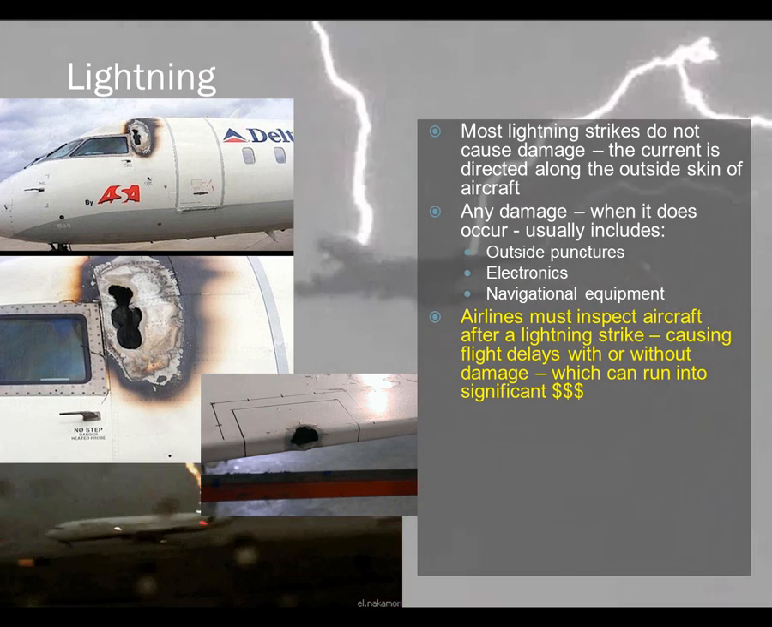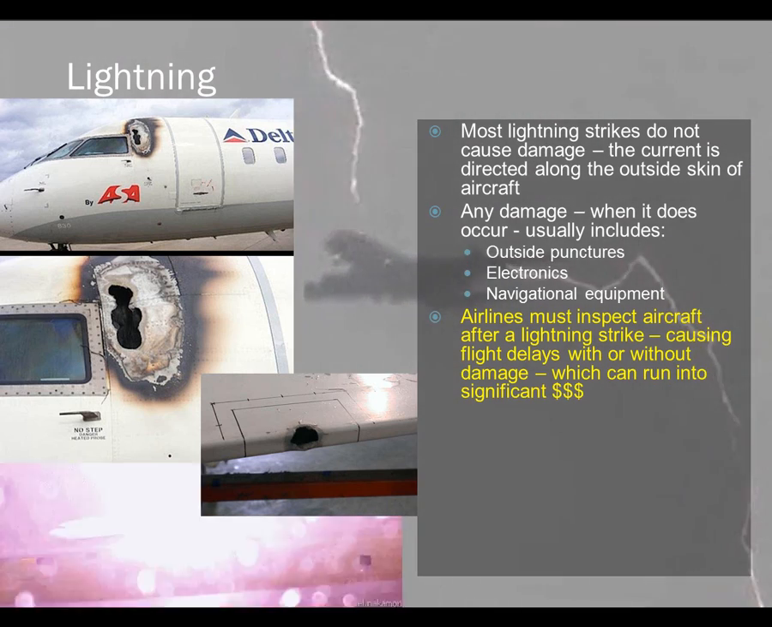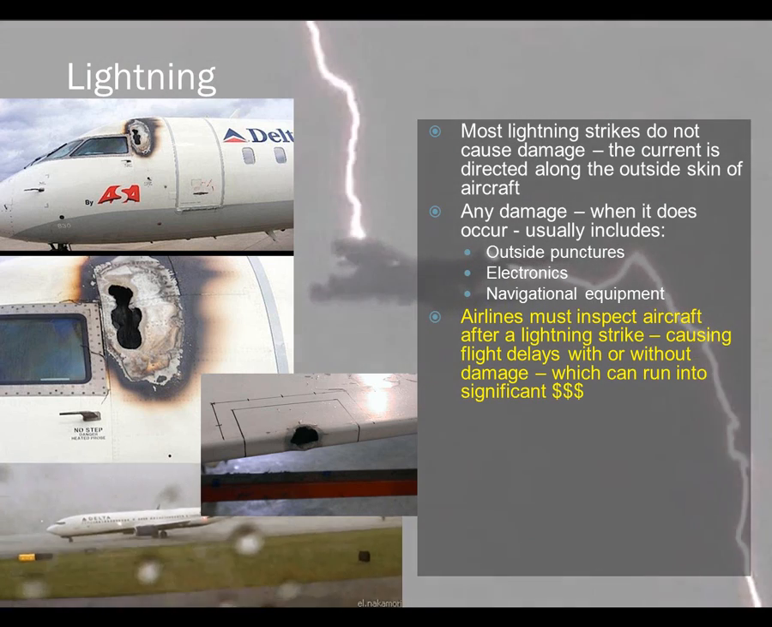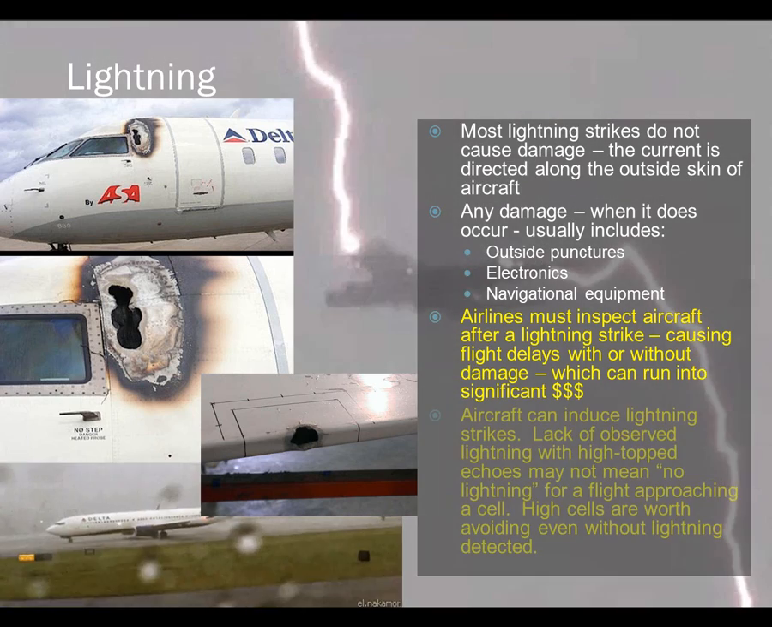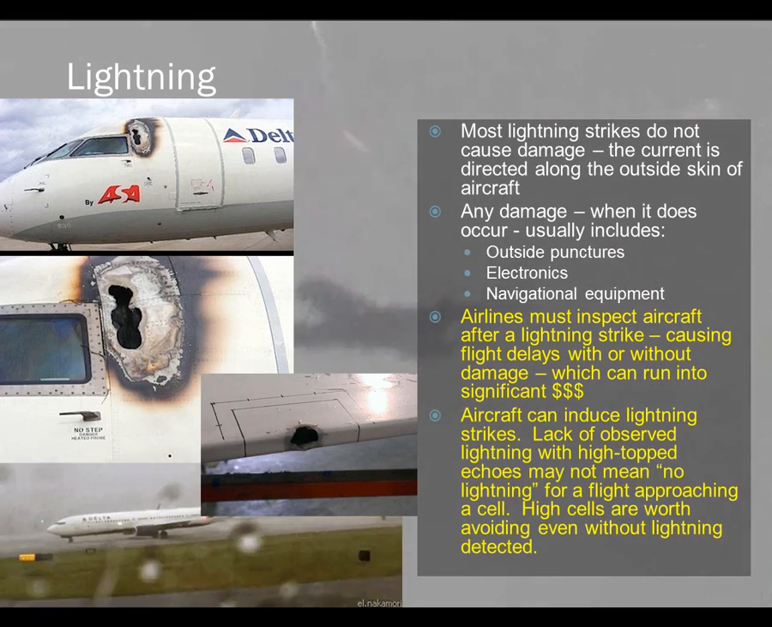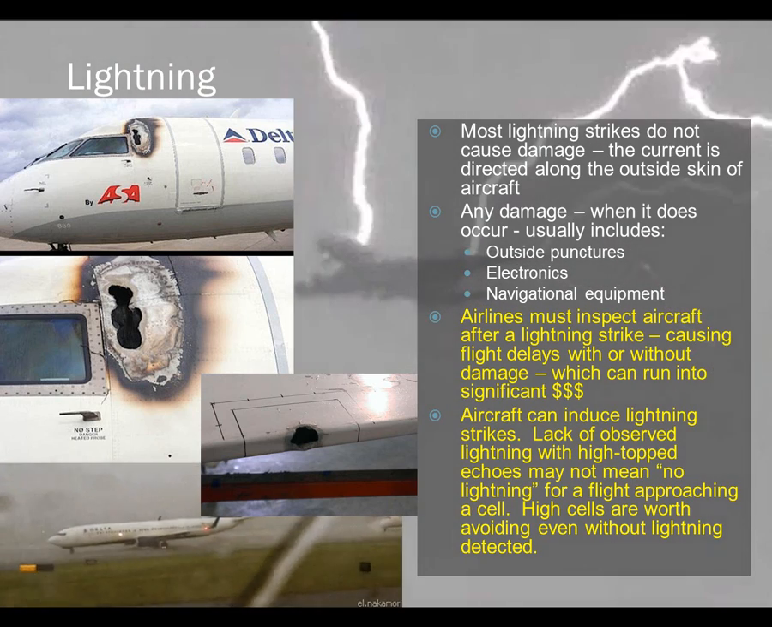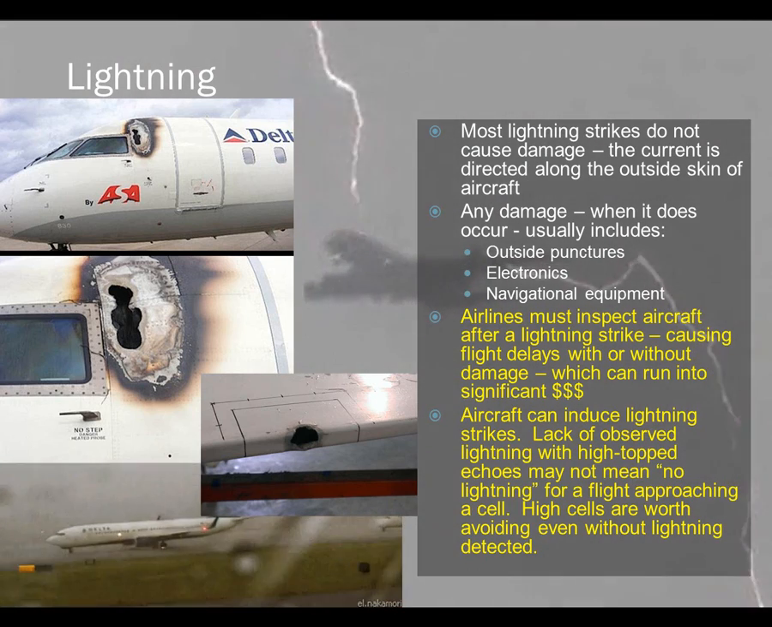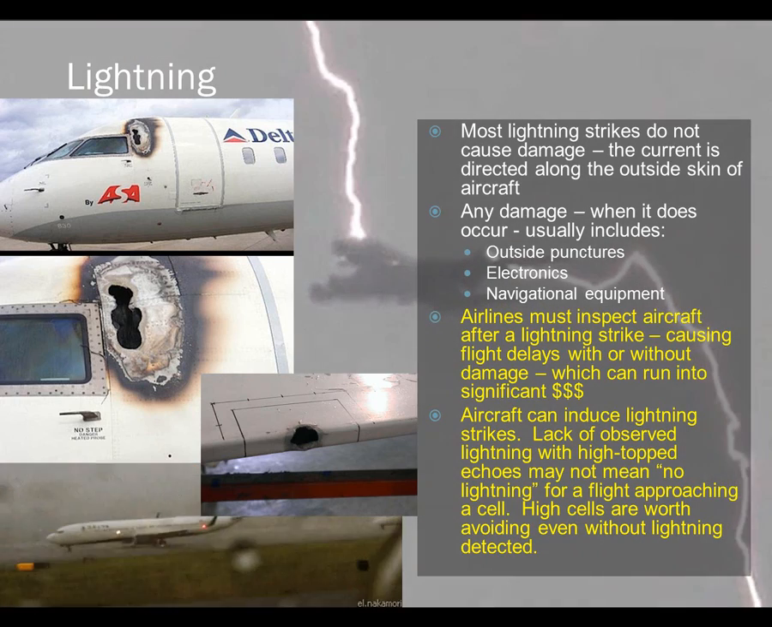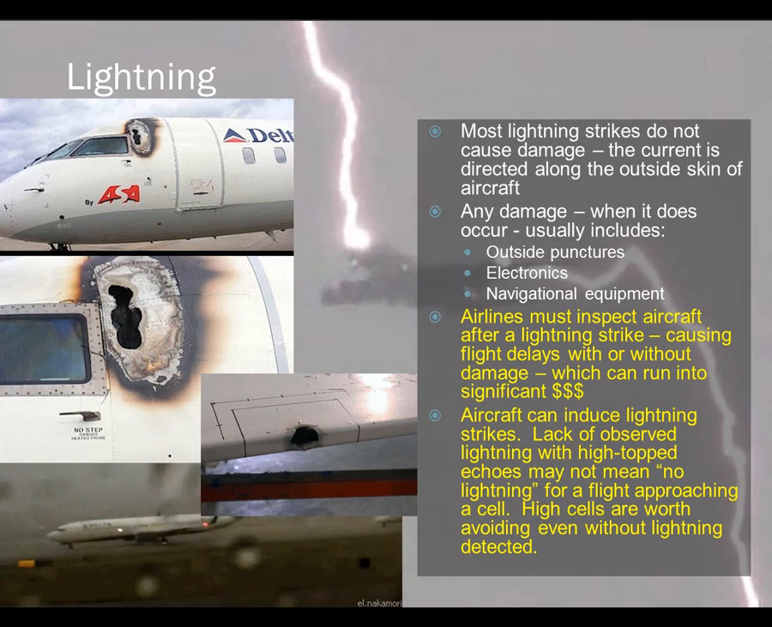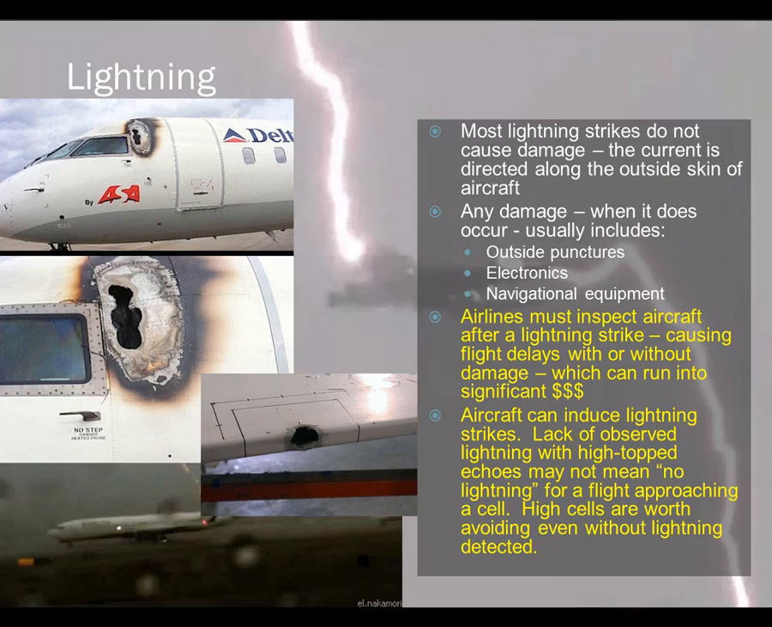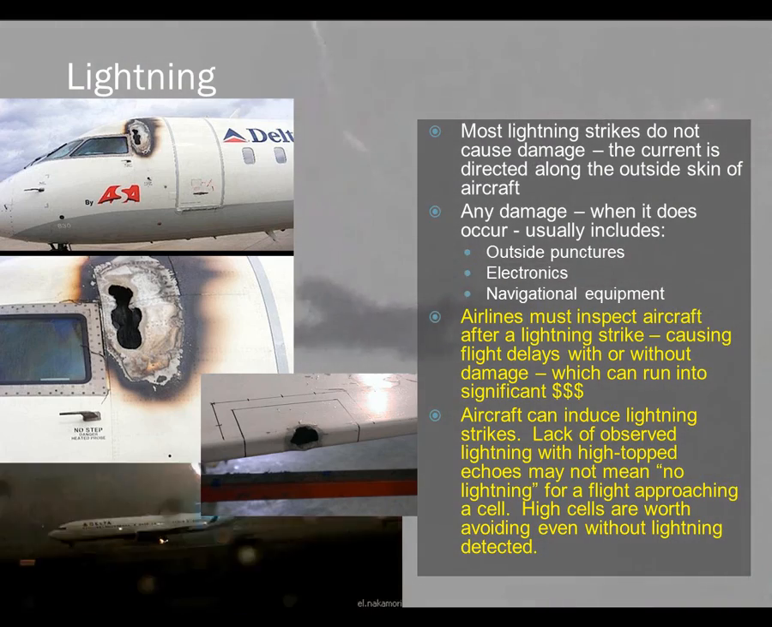Significant point to remember here is that airlines must inspect aircraft after a lightning strike, causing flight delays with or without damage, and this can run into significant dollars. Also, aircraft can actually induce lightning strikes. The lack of observed lightning with high-topped echoes may not mean no lightning for a flight approaching a cell. High cells are worth avoiding even without lightning detected.